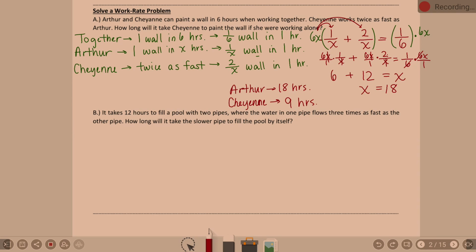Now, what was the answer to this question? How long will it take Cheyenne to paint the wall if she were working alone? And it will take her 9 hours. Now notice, if either of them are working on their own, it's still going to take them longer than that 6 hours if they're working together, isn't it? Even though Cheyenne's faster than Arthur, it's still going to take her longer if she doesn't have Arthur's help.